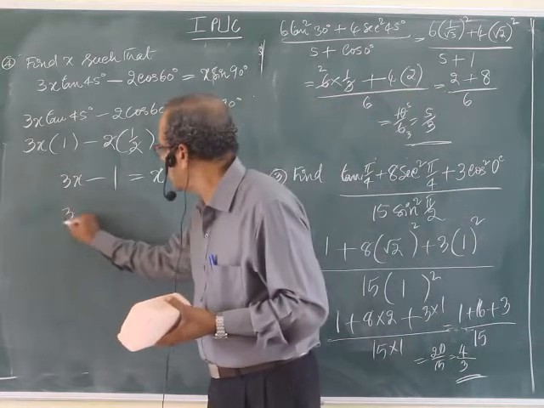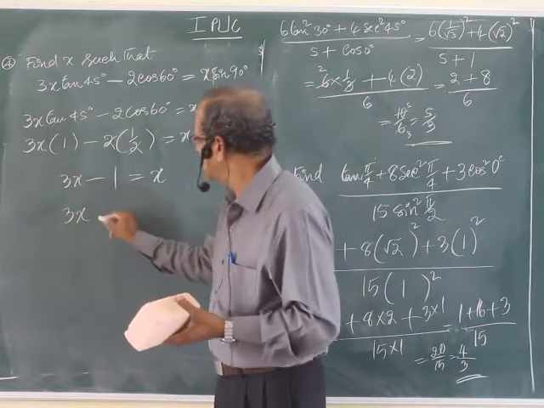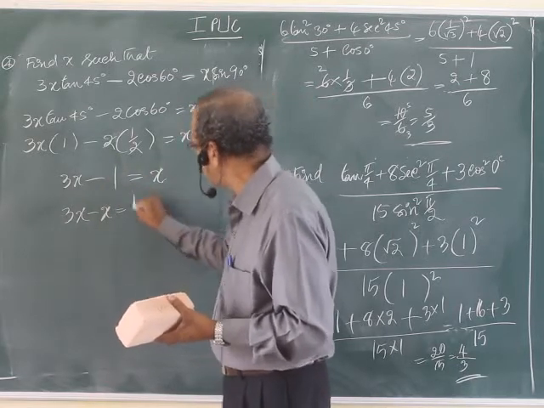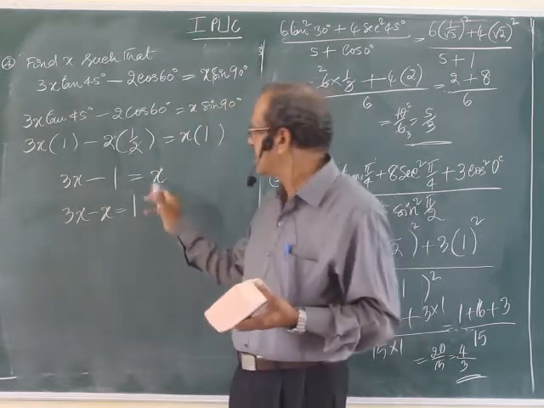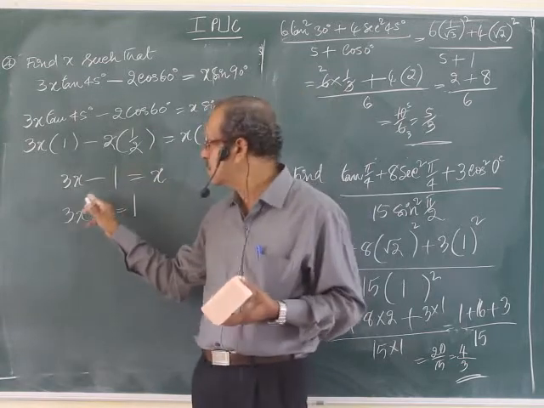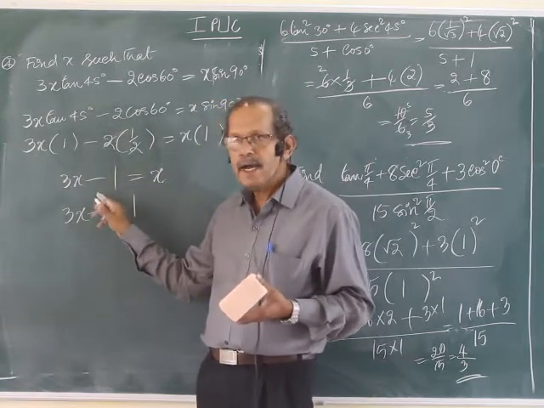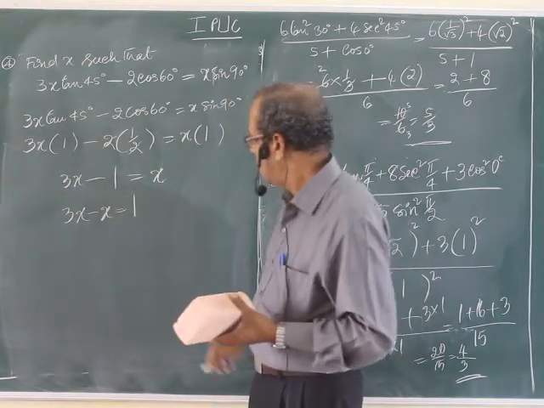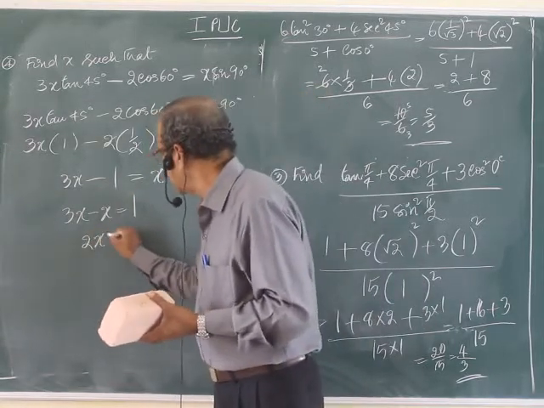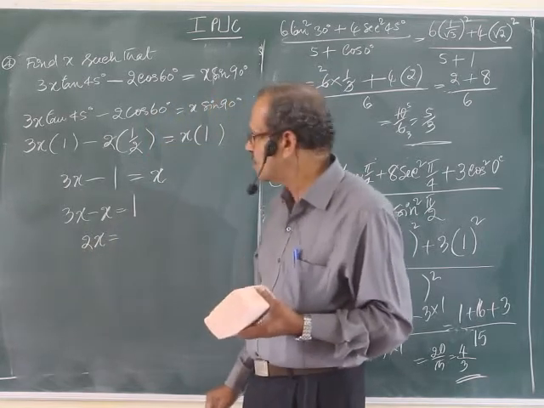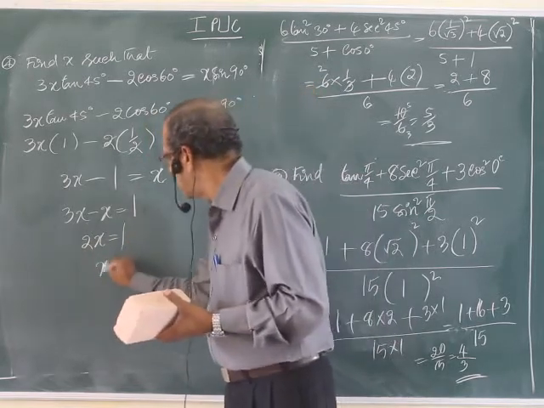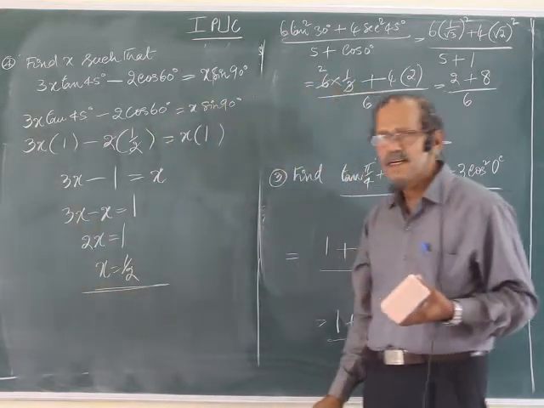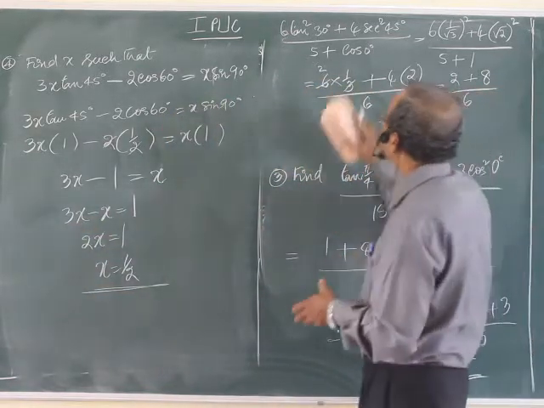Or 3x, take this x to the other side, minus x, bring this minus 1 to the right hand side, plus 1. When this x is taken to the left hand side, it becomes minus x. Minus 1 is taken to the right hand side, becomes 1. So it is 2x equal to 1, x equal to 1 by 2. Value of x is 1 by 2.